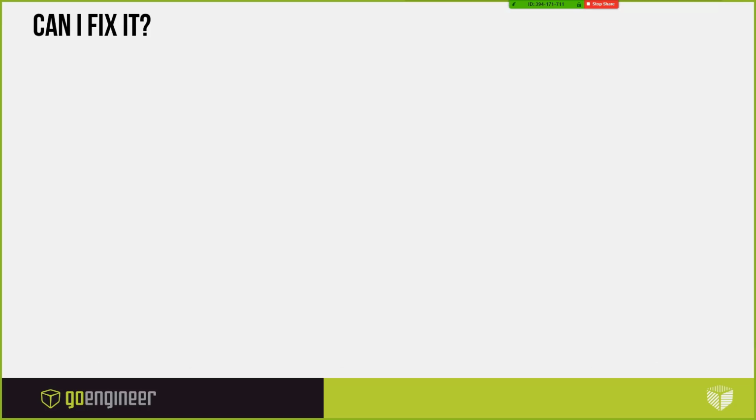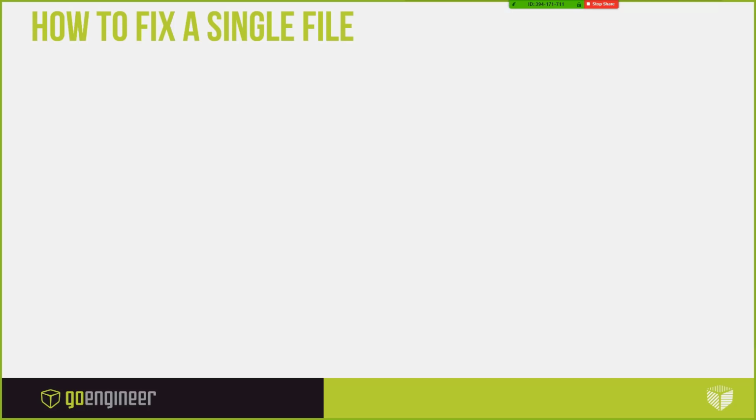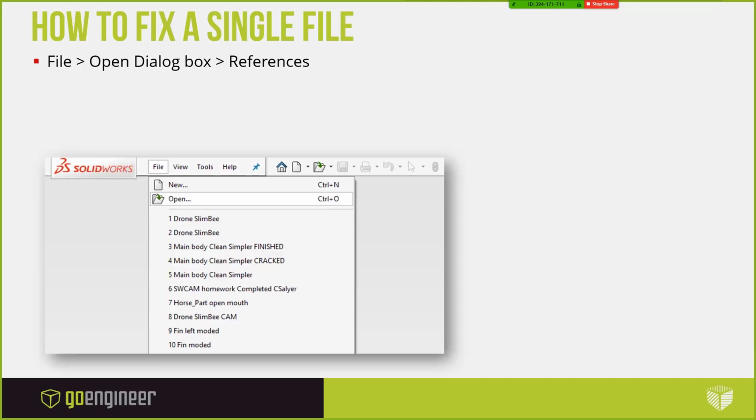So when you end up getting a broken external reference, is there a way to fix it? Yes, there is. You can individually change what files SolidWorks is looking for, and you do have some mask control, but it can get messy. So how to fix a single file? Let's say you open up an assembly and it's opening up the wrong file.